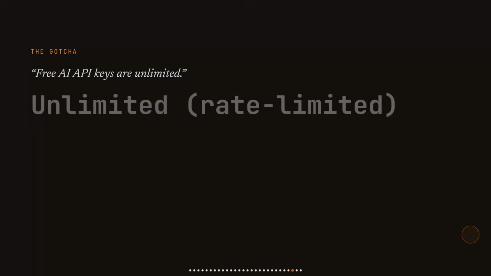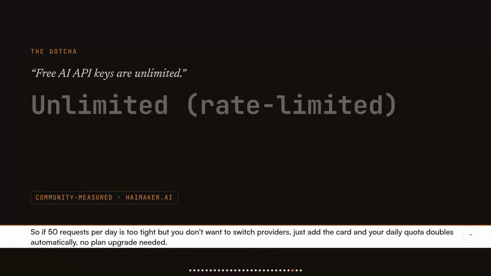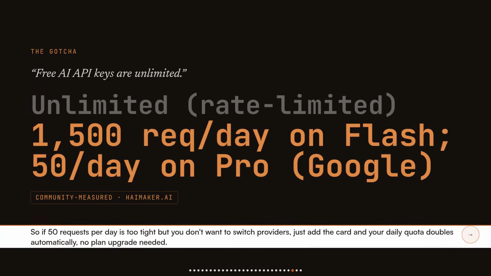Okay, so one thing almost no tutorial mentions. BazarLink's free tier doubles to 100 requests per day the moment you add a credit card on file, even if you never get charged. So if 50 requests per day is too tight, but you don't want to switch providers, just add the card and your daily quota doubles automatically, no plan upgrade needed.